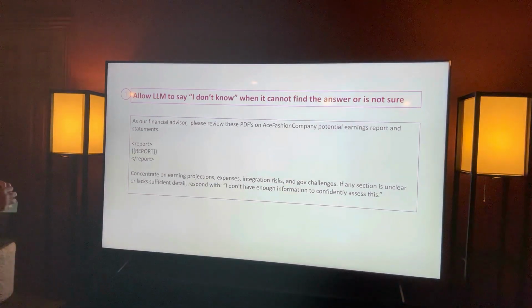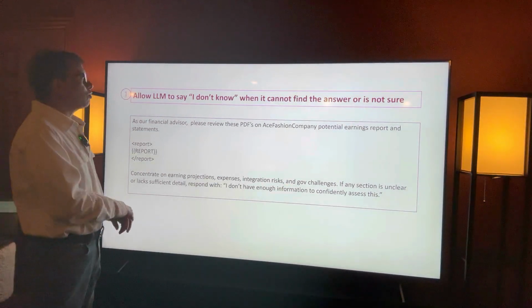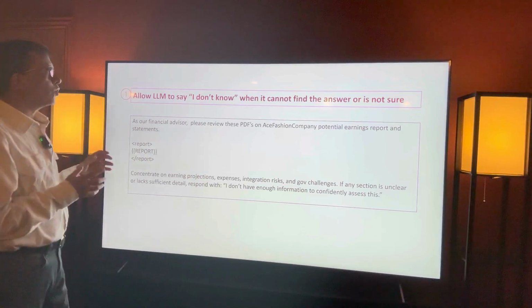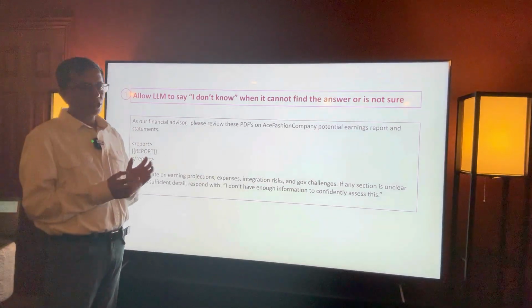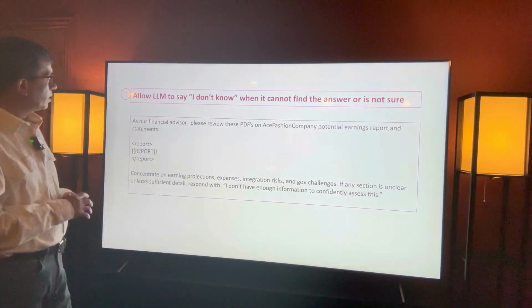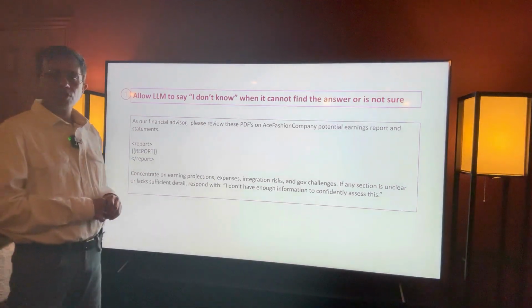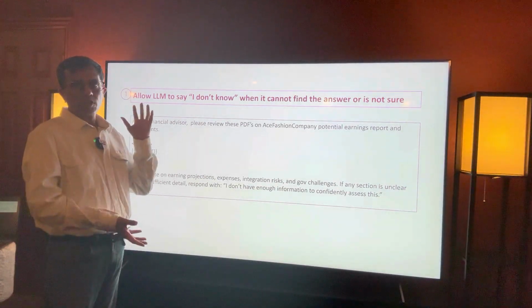Number one, allow your large language model to say "I don't know" if it cannot find the answer or it's not sure about the answer. You have to do this either in your system prompt or in your regular prompt.